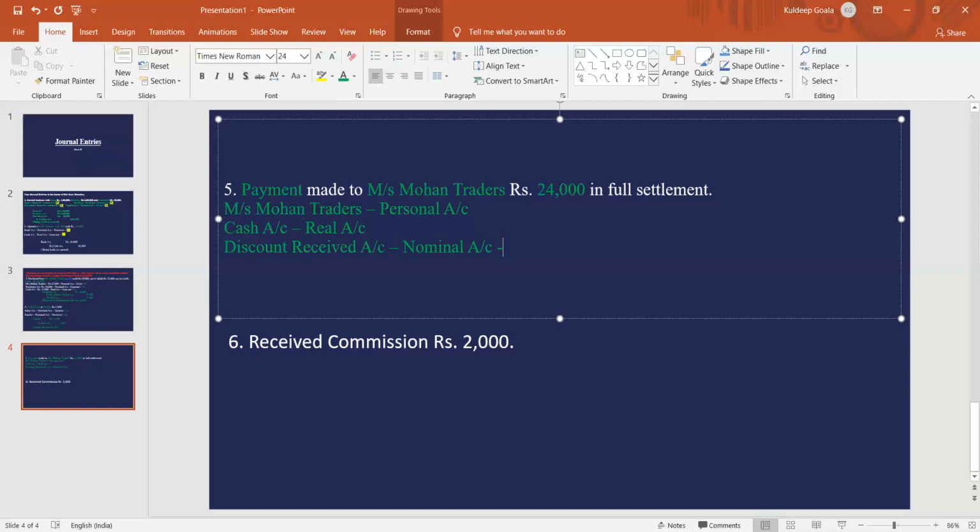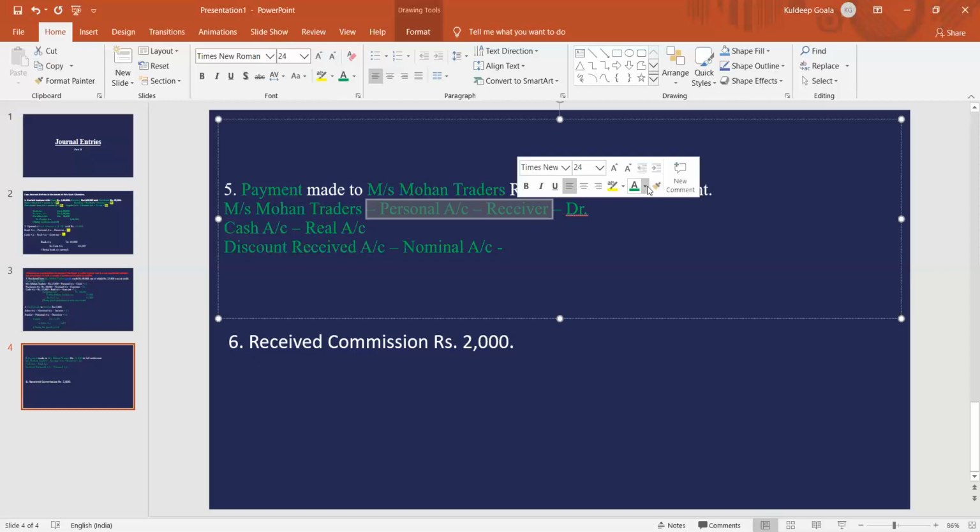Now let's come to the rules of the particular transaction. So what is the rule? Now personal account, what it is saying, debit the receiver, credit the giver. Now assume that I am making payment to Mohan, Messrs Mohan Traders. So Mohan Trader is a receiver, isn't it? He is a receiver. Mohan Trader is a receiver, and receiver will be debit. Clear, everyone?